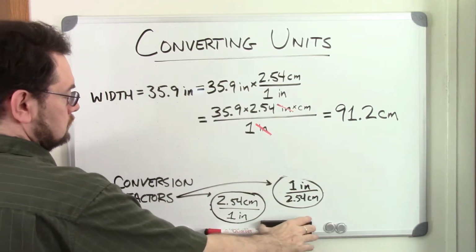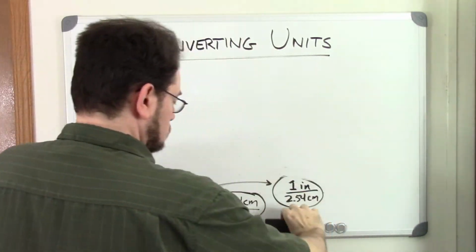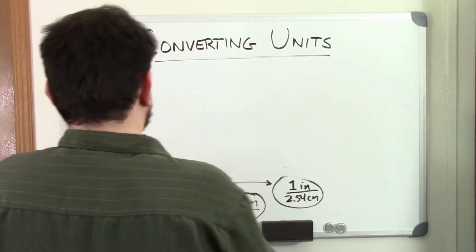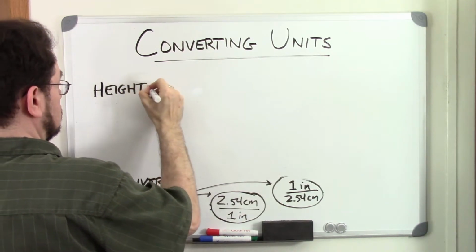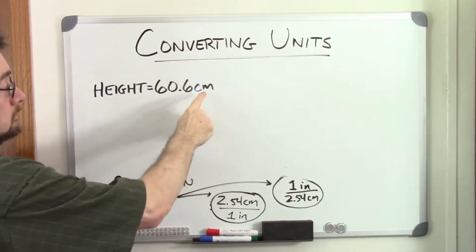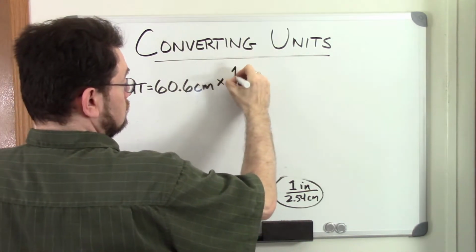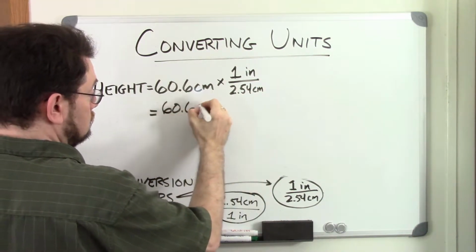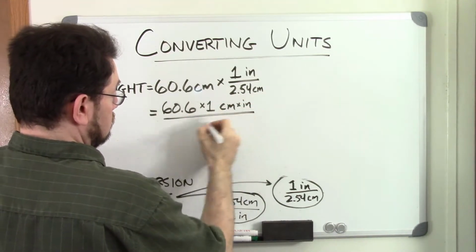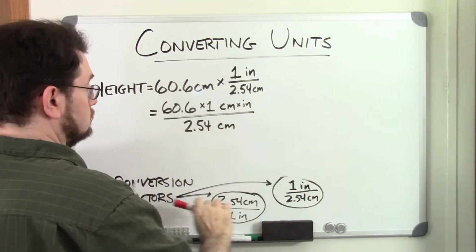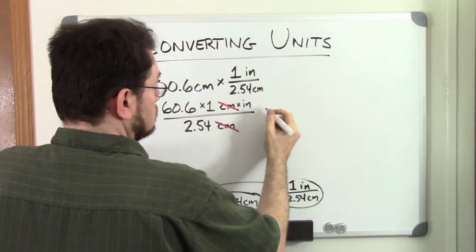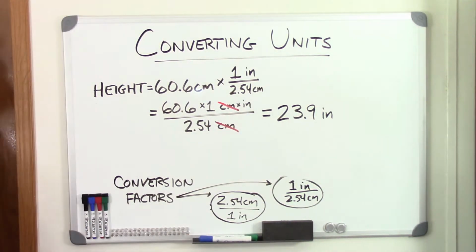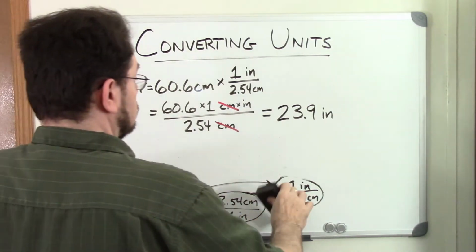So let's measure how tall my whiteboard is. According to my ruler, it's 60.6 centimeters tall. What's that in inches? We write 60.6 centimeters, and we want the centimeters to cancel, so we multiply it by the conversion factor that has centimeters on the bottom. This gives us 60.6 centimeters times 1 inch divided by 2.54 centimeters equals 60.6 times 1 centimeters times inches over 2.54 centimeters. And the centimeters cancel out, and we're left with 23.9 inches. Let's do a more complicated one.